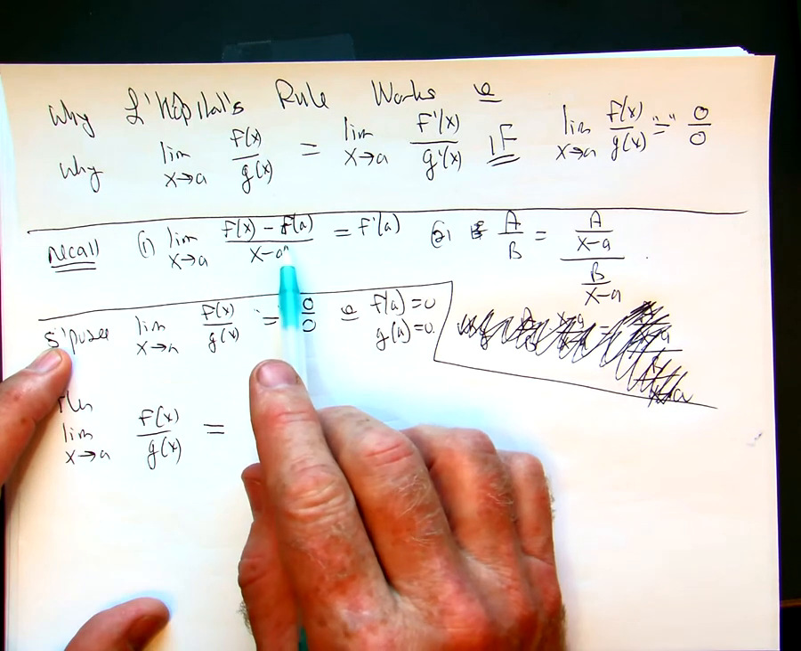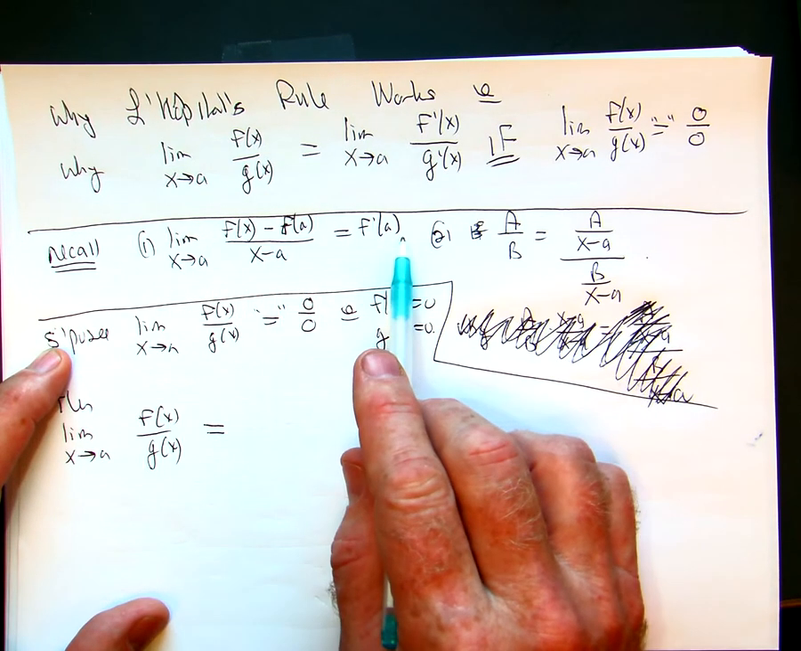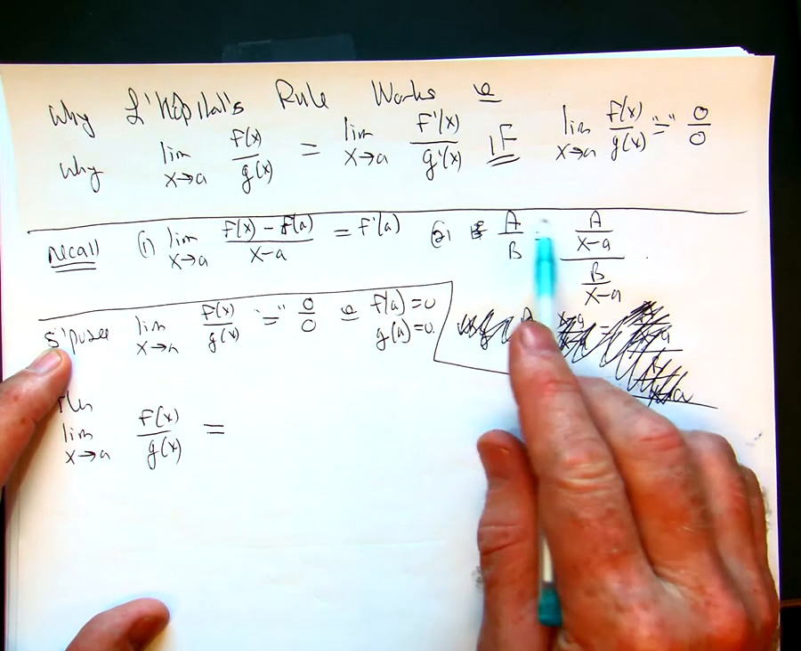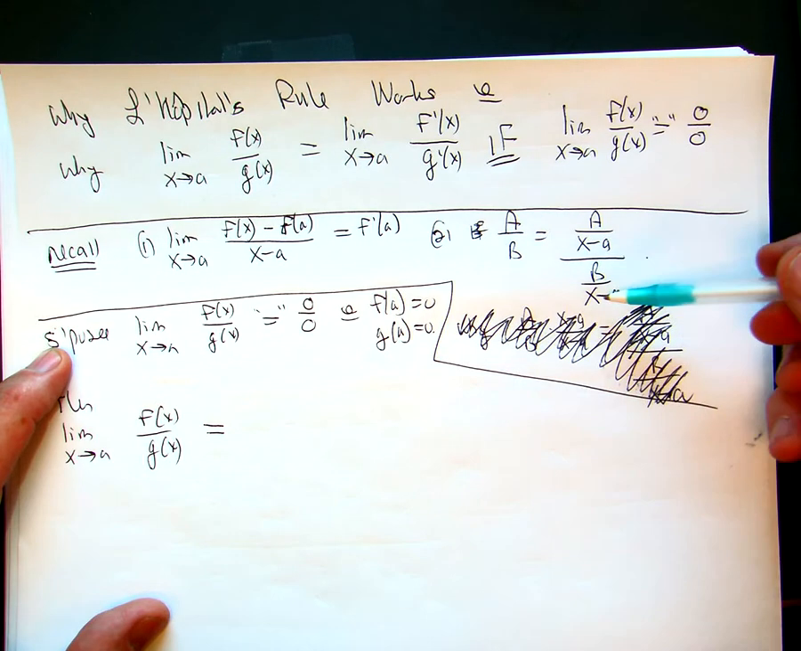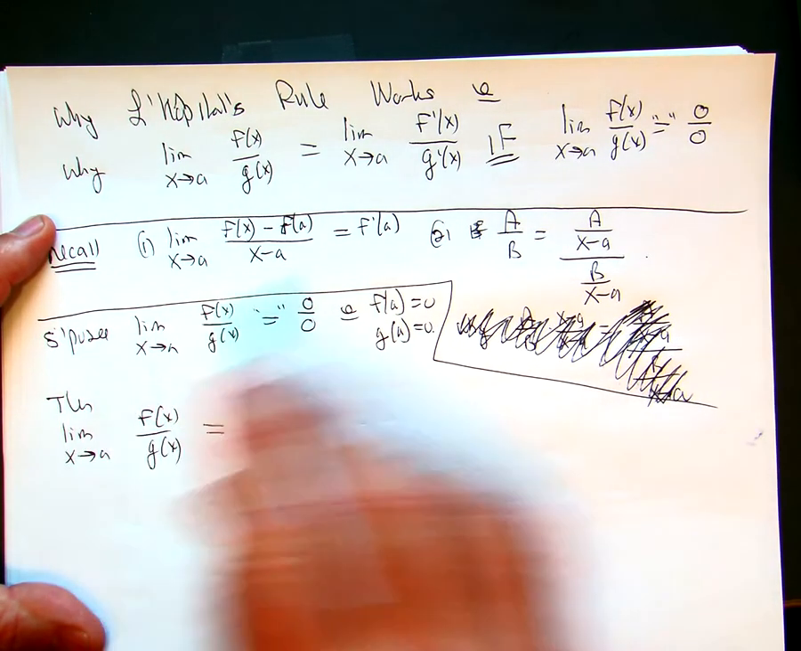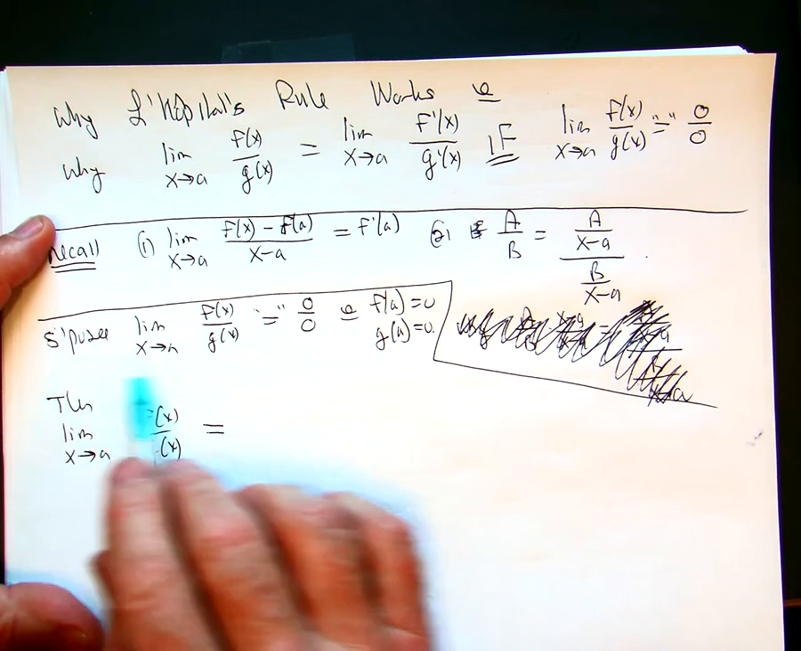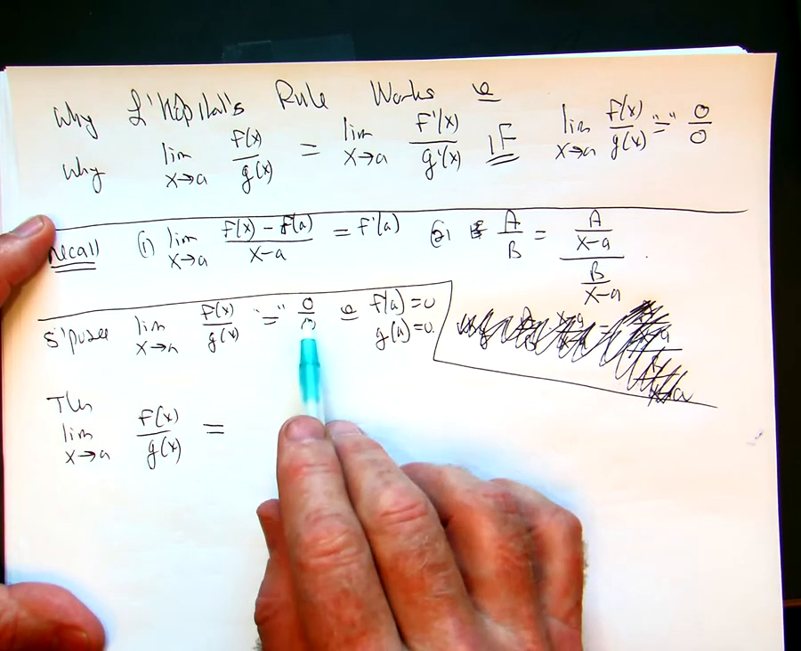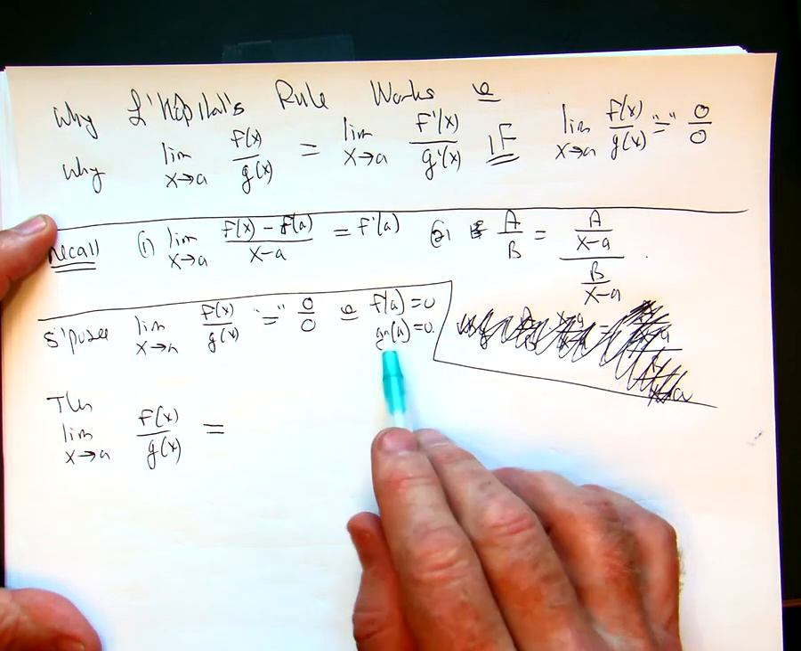This limit is equal to the derivative, f prime of a, by the definition of the derivative, and if I divide a and b by the same thing, they're equal. So, why does this work? It's actually pretty straightforward. Suppose this is equal to 0 over 0. That means f of a equals 0, g of a equals 0.